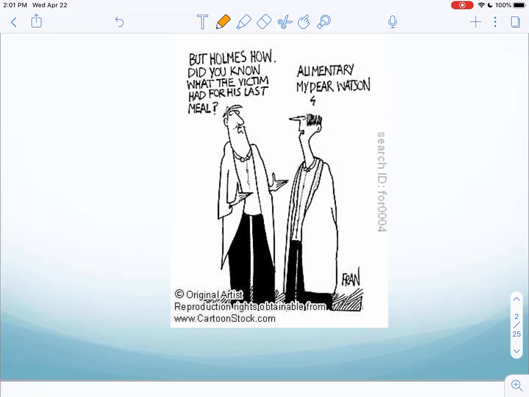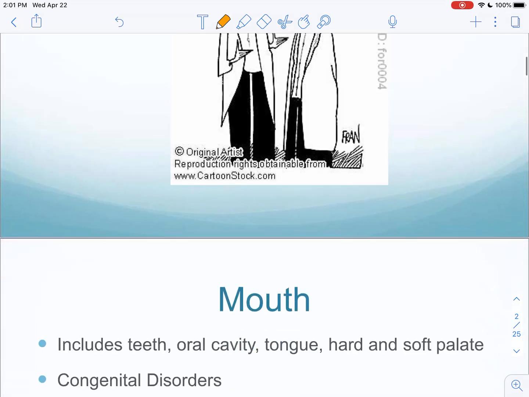This was a joke that, if you know anything about Watson and Sherlock Holmes, maybe you'll find humorous. I pulled this a long time ago, so enjoy the read there. If you don't know his famous saying, then you're not going to get it.